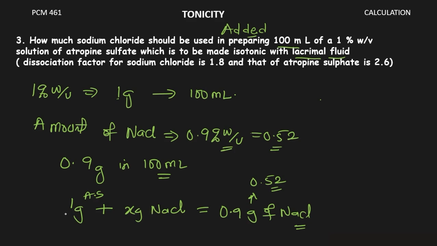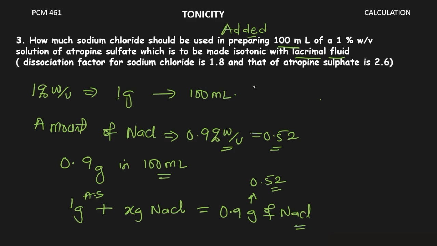Do you get it? This 1 gram of atropine sulfate, we want to know how many grams of sodium chloride it represents. Are you getting it? What gram does it represent in sodium chloride that will give us this when we add it? So 1 gram of atropine sulfate, this is how you calculate it.